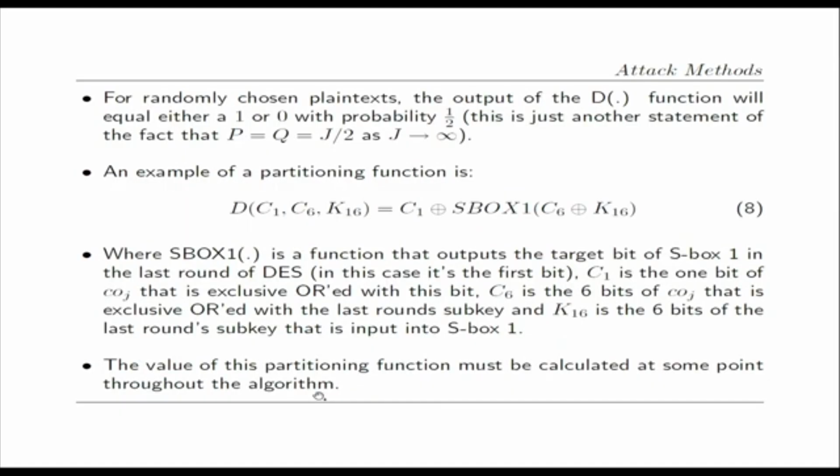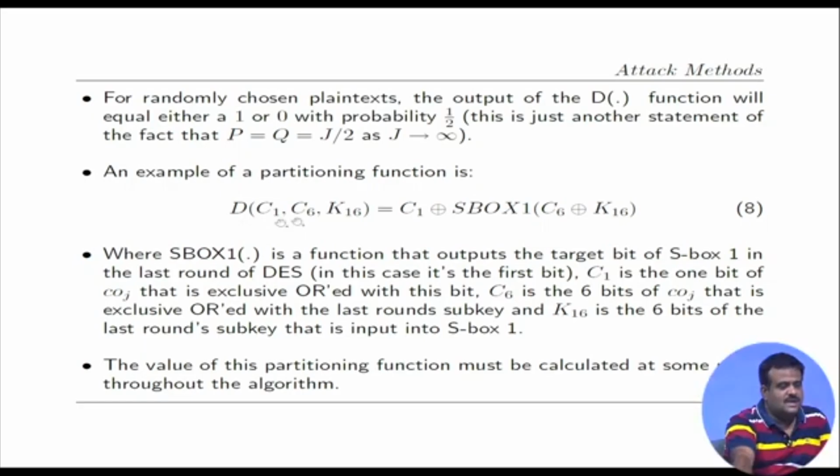So, basically this is the partitioning, and if we choose these Pij's randomly, then it will be half basically. Half of them will have 1 and half will have 0, with probability half, as j tends to infinity. And this is an example of a partitioning function.